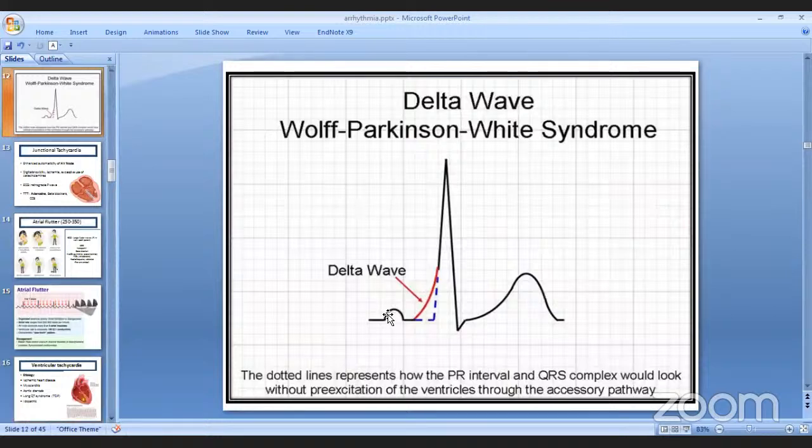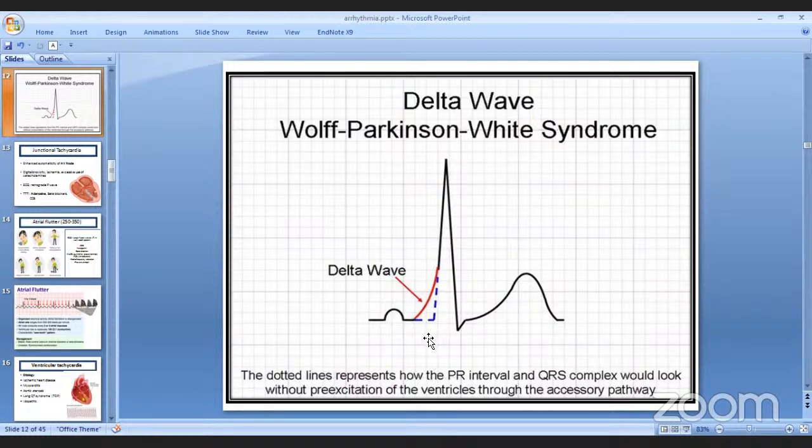यो चाहिँ वोल्फ पार्किन्सन व्हाइट सिन्ड्रोमको इसिजी हो. यसमा चाहिँ के हुन्छ त, यो पी वेभ हो राइट. राइट आफ्टर द पी वेभ द फर्स्ट नेगेटिभ डिफ्लेक्सनलाई चाहिँ क्यू वेभ भन्छौँ. हामी पी वेभ पछिको फर्स्ट नेगेटिभ डिफ्लेक्सन क्यू वेभ हो. त्यसपछि फर्स्ट पोजिटिभ डिफ्लेक्सन आर वेभ हो. अनि सेकेन्ड नेगेटिभ डिफ्लेक्सन चाहिँ एस वेभ हो.